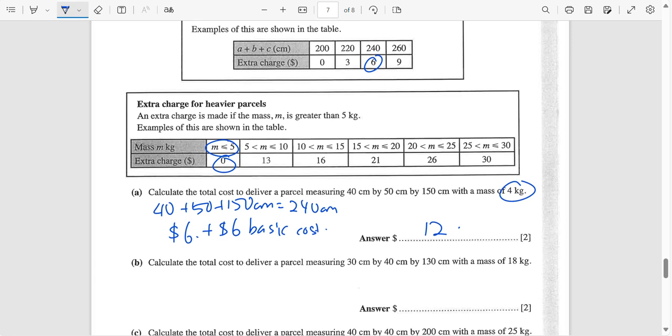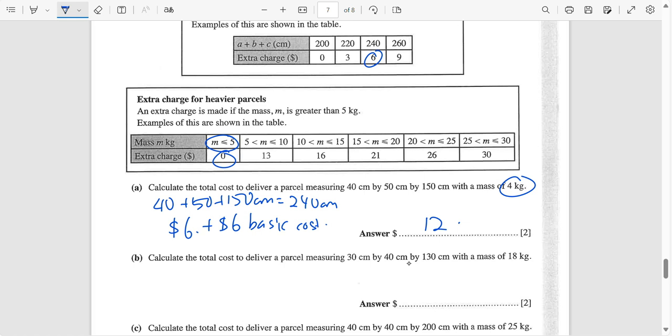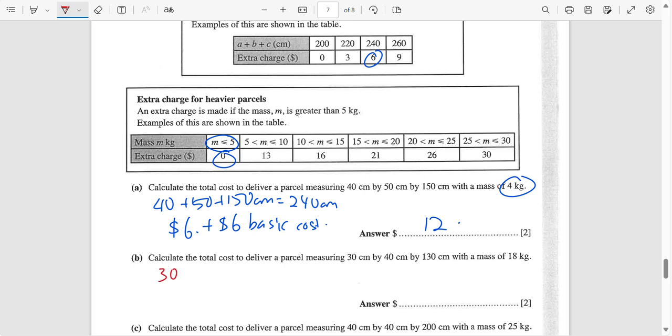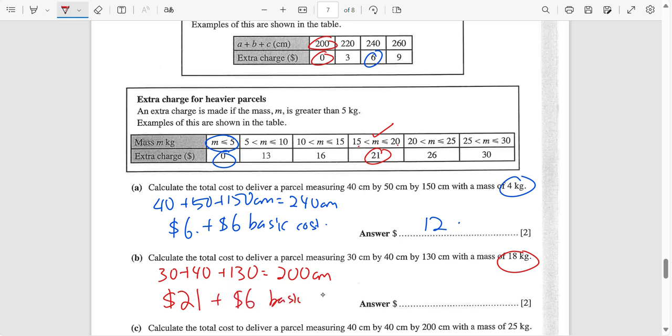Okay, calculate the total cost to deliver a parcel 30 by 40 by 130. Now it's 30 plus 40 plus 130. That will give me 200 cm. So there's no extra charge. But the mass is 18 kg. So 18 kg, you look at this, it's between 15 to 20. So there's an extra charge of $21. Then you plus the $6 basic cost. So in total it's $27.